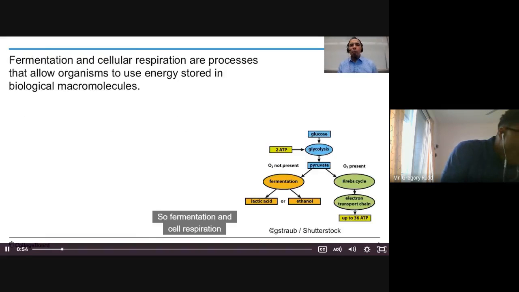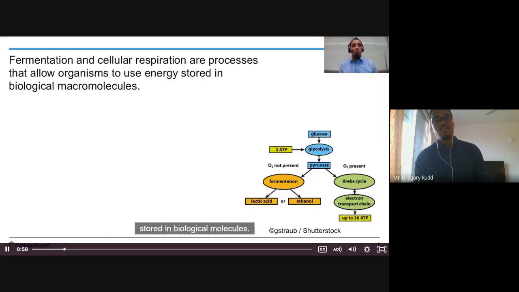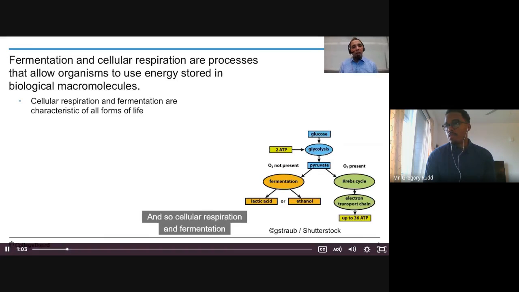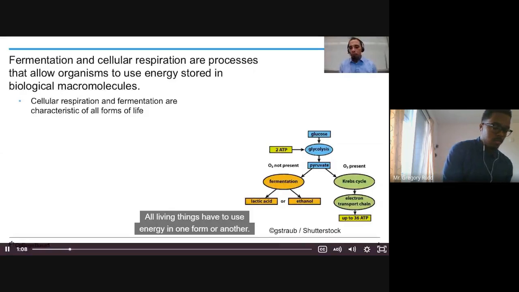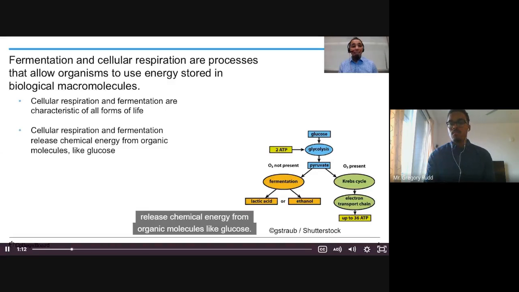So, fermentation and cell respiration are processes that allow organisms to use energy stored in biological molecules. You may have heard of these terms before. And so, cellular respiration and fermentation are characteristics of all life forms. All living things have to use energy in one form or another. Cellular respiration and fermentation release chemical energy from organic molecules like glucose.